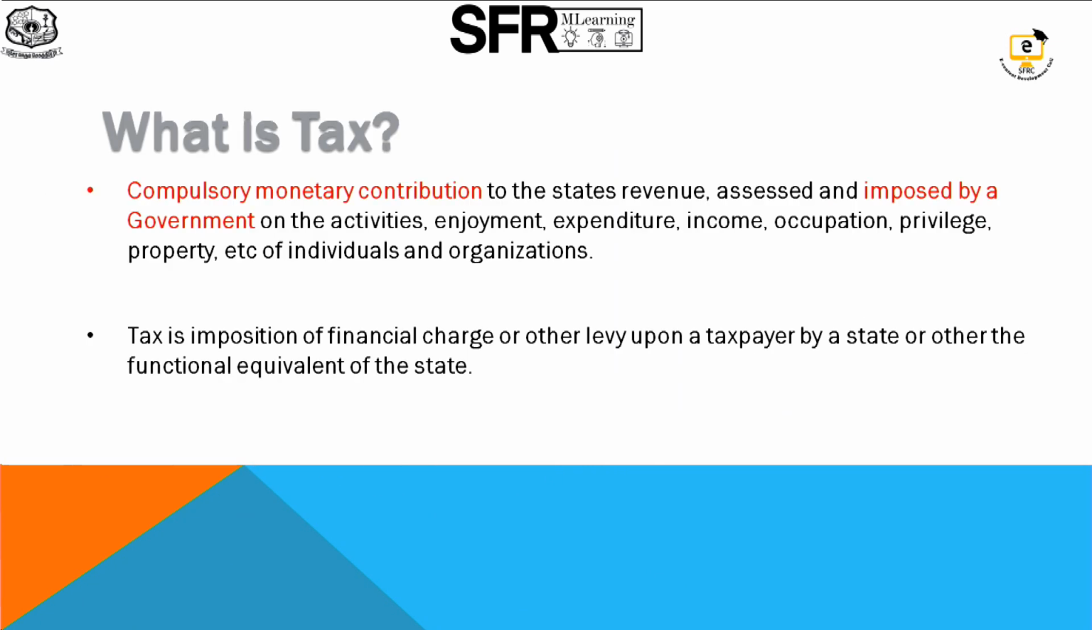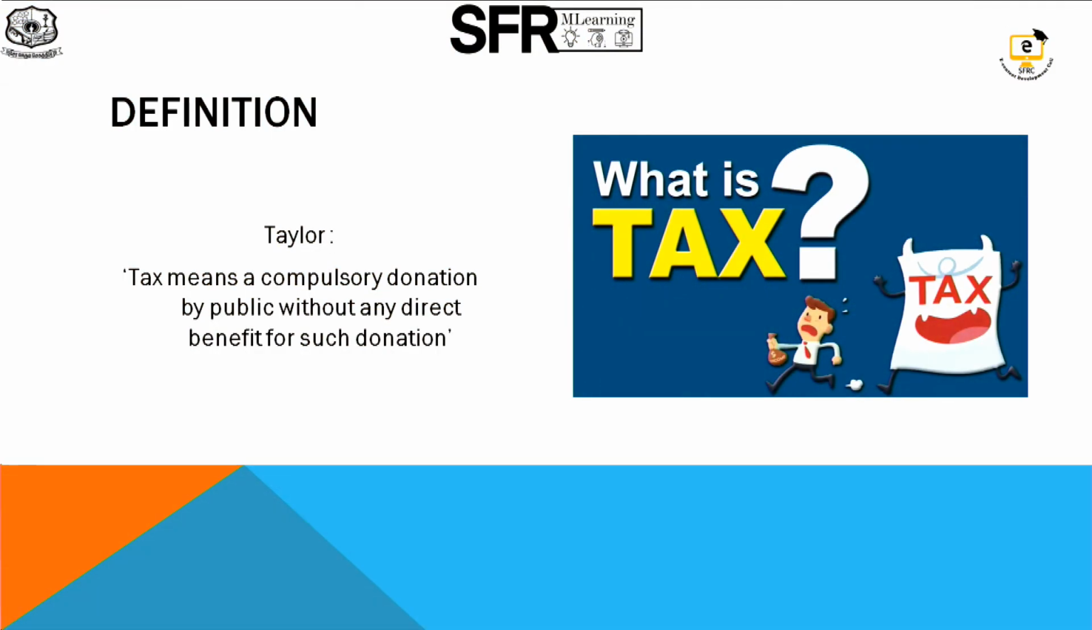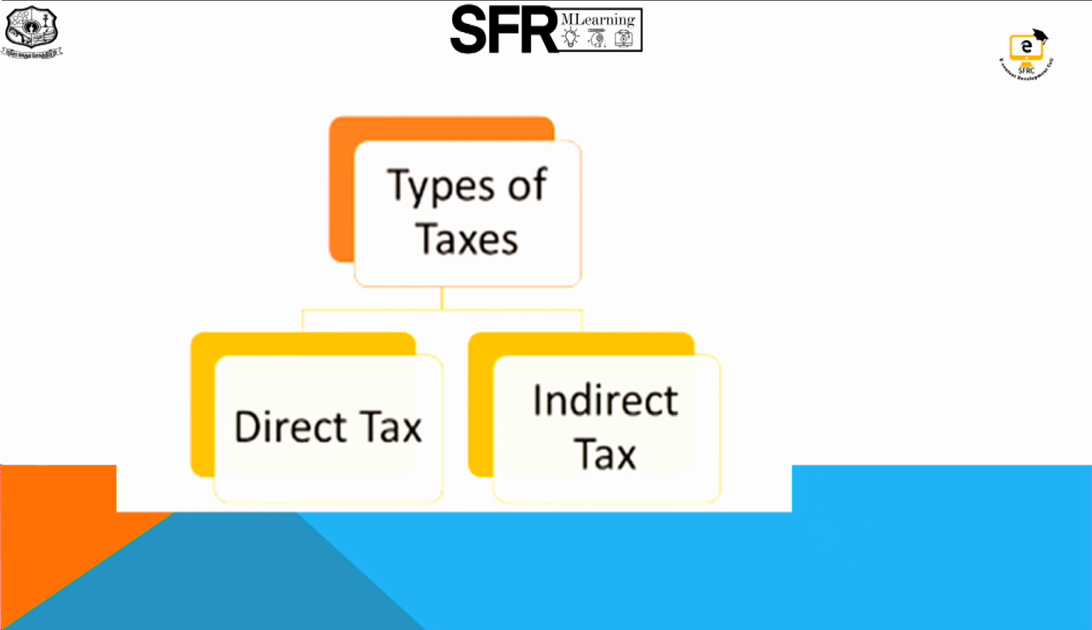Then what is tax? Tax means a compulsory monetary contribution to the state's revenue, assessed and imposed by a government on the activities, enjoyment, expenditure, income, occupation, privilege, property and so on, from individuals and organizations. Tax is the imposition of a financial charge or other levy upon a taxpayer by a state or the functional equivalent of the state. According to Taylor, tax means a compulsory donation by the public without any direct benefit for such donation. There are two types of taxes: the first one is direct tax and another one is indirect tax.